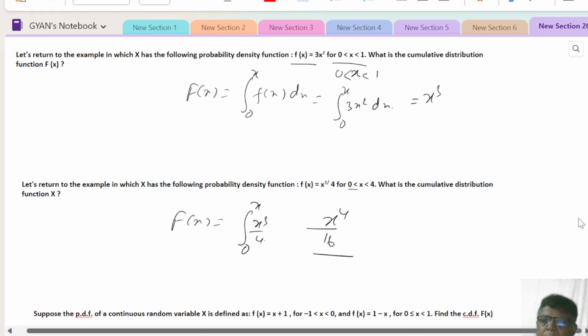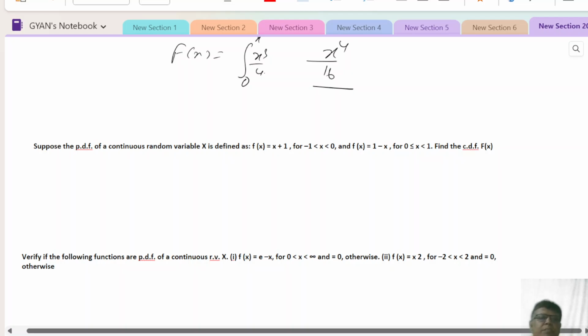Now come to the next question. Suppose the PDF of a continuous random variable x is defined as f(x) equal to x plus 1 for minus 1 to 0, and 1 minus x for 0 to 1. So what will be the f(x)? So f(x) will be x plus 1, and 1 minus x. Actually this is not a differential equation.